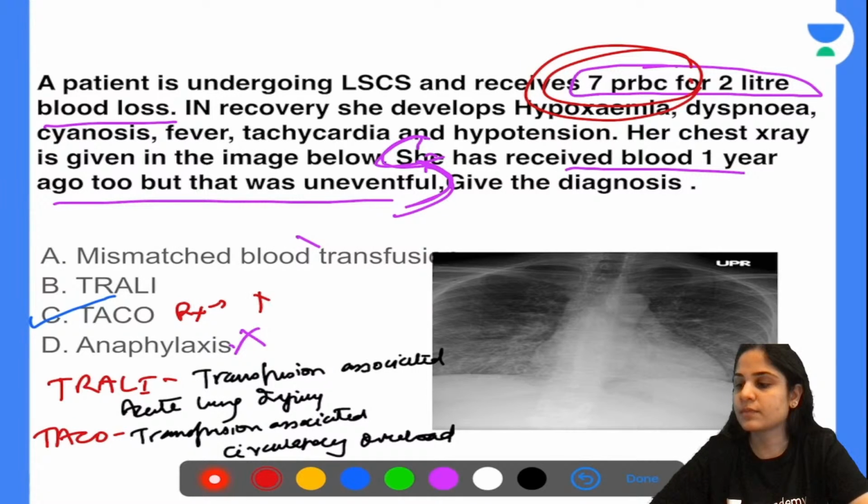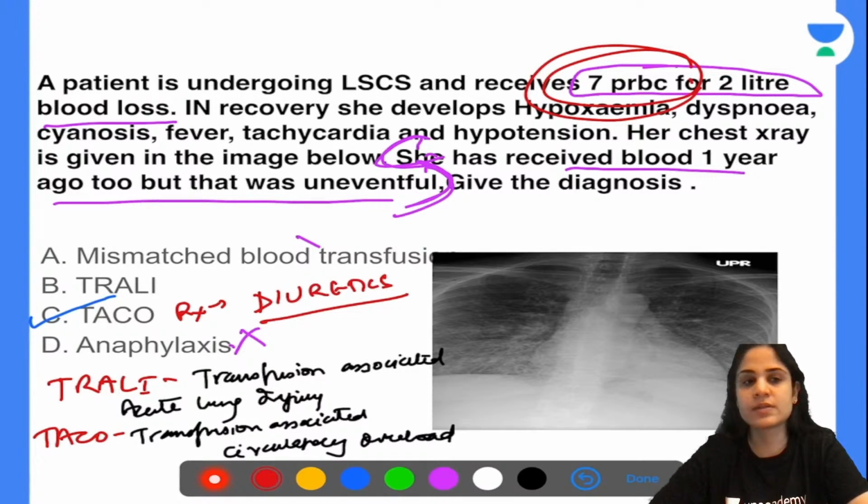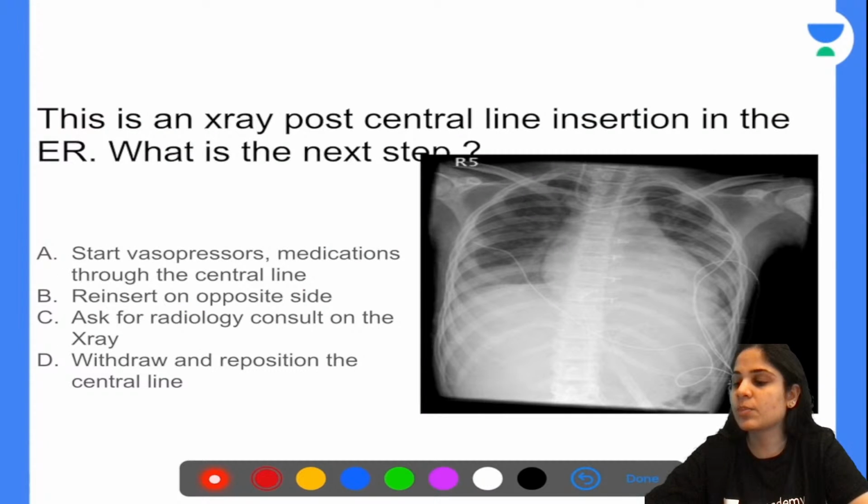Okay. Next one. This is an X-ray post central line insertion in the emergency room. What is the next step? Start vasopressors medications through the central line. Reinsert on the opposite side. Ask for radiology consult on the X-ray. Withdraw and reposition the central line.